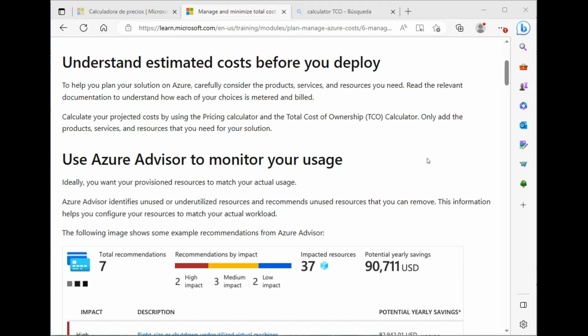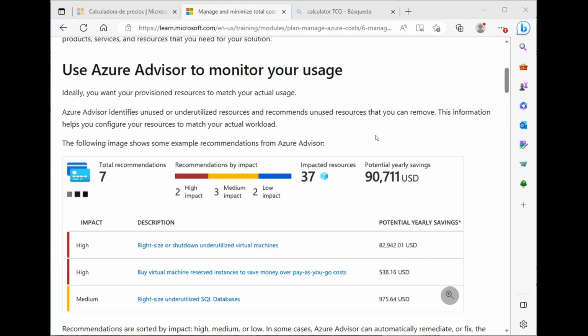Use Azure Advisor to monitor your usage. Ideally, you want your provisioned resources to match your actual usage. Azure Advisor identifies unused or underutilized resources and recommends unused resources that you can remove. This information helps you configure your resources to match your actual workload.